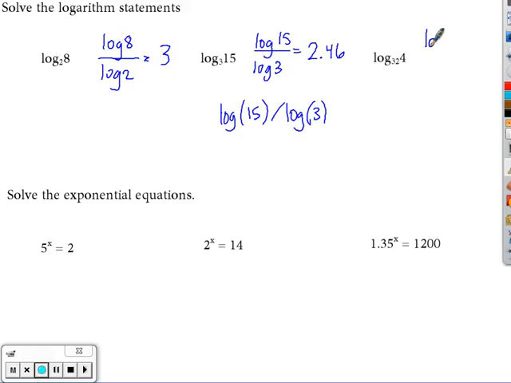Last here we have the log of 4 divided by the log of 32. Again, you're using the calculator to do this. So log of 4 divided by log of 32. Don't forget to close your parentheses. And we end up here with 4/10, so 0.4.